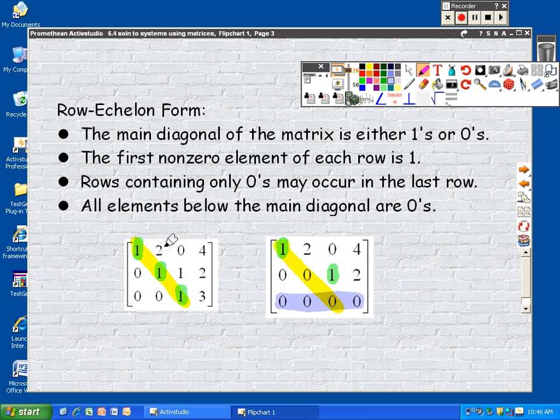And the last qualification is all the elements under the main diagonal are 0. What haven't I used? All the main elements under the diagonal are 0. Notice these are all 0. These are all 0. Then I have row echelon. I always want it to begin with a 1.